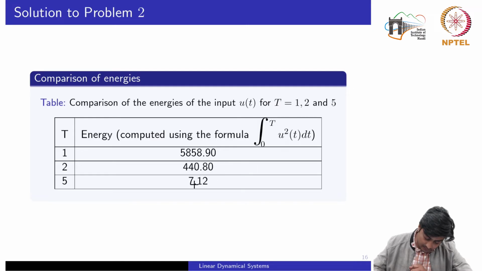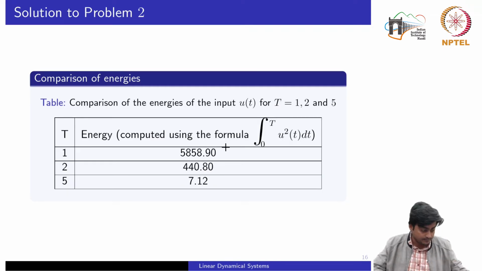Because here we need that in t is equal to 5 seconds, the system can reach from non-zero initial condition to zero, right? Which means that it would take more time and the control actions would be slow. This is also the reason that the energy for t is equal to 5 is way less than what energy is required at t is equal to 1. Okay.